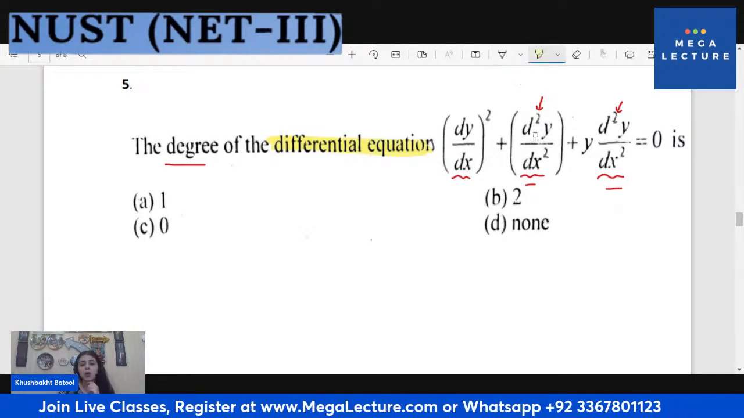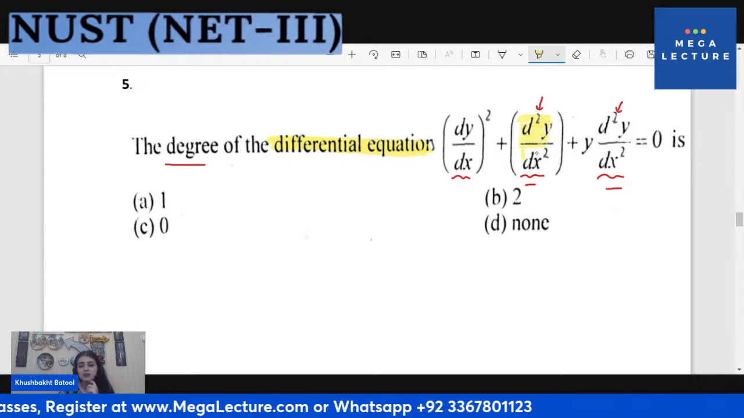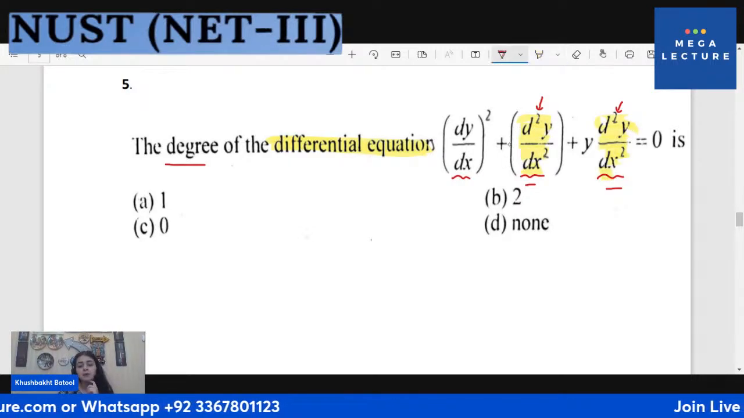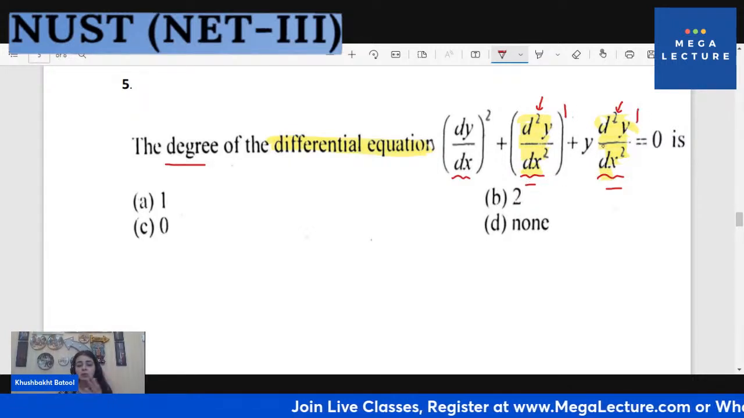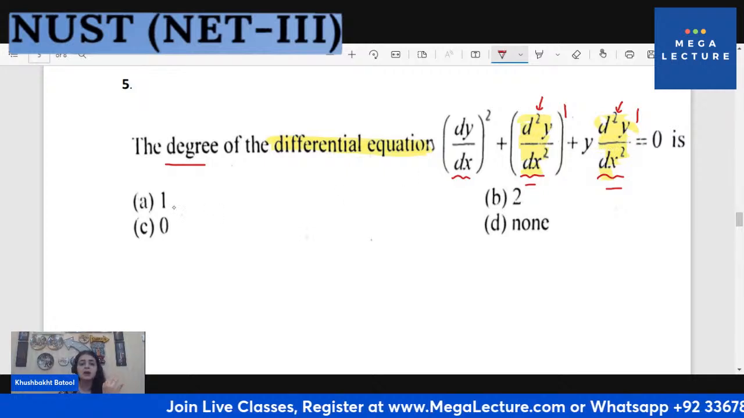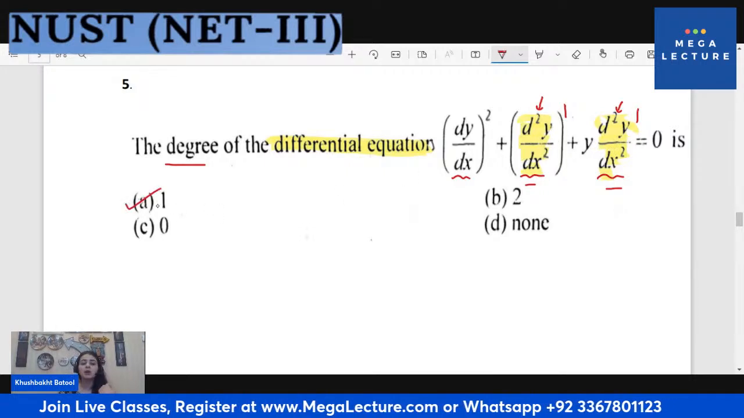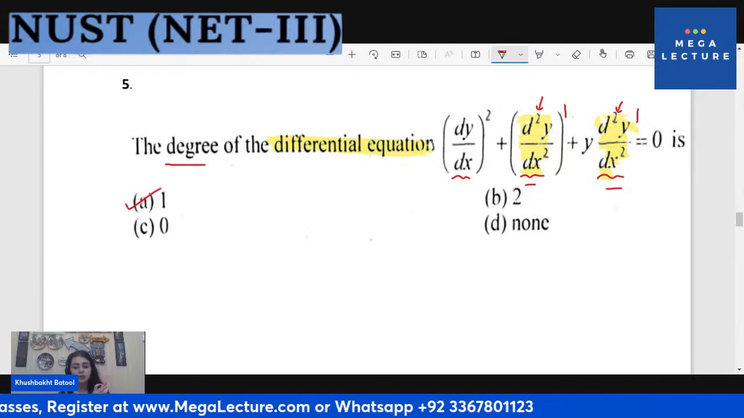What is the highest order derivative in this case? This or this? Both of them? So what is the power or what is the degree of the highest order derivative? It is 1 and 1 in both places. So this is the highest number. So the answer is going to be 1 in this case, right? It was a simple question.